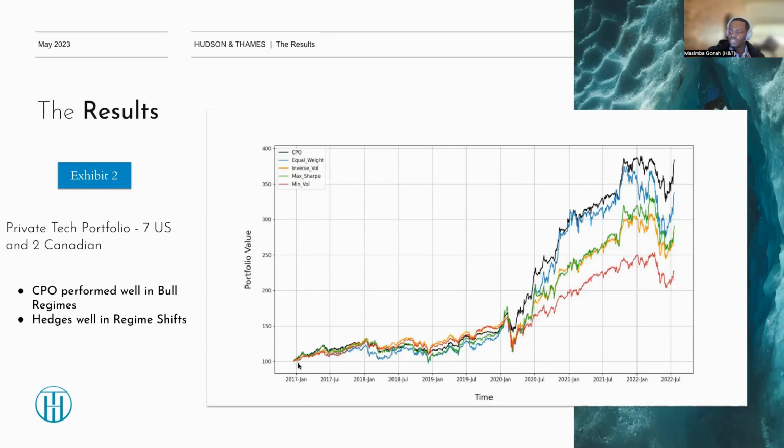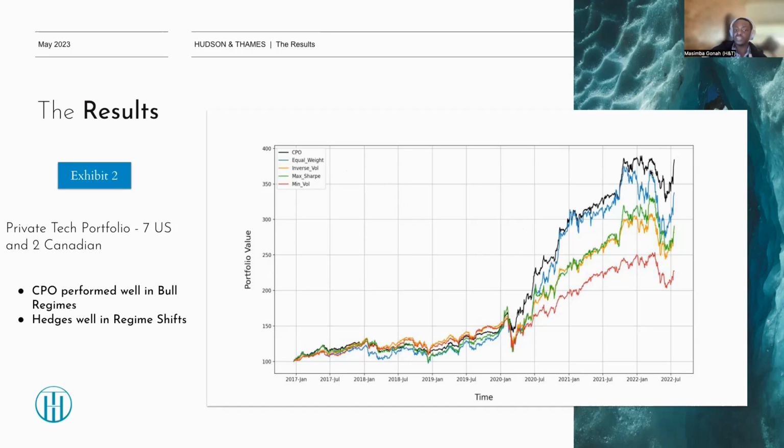From maybe 2017 to about 2020, there's not much of a difference. It's interchanging. You can't really tell which one's doing well. But the moment there's a bull run, the model is able to capitalize more on these markets, right? And then, as you can see, potentially around January or February 2022, which is in line with the Ukraine-Russia war breakout, we have some sort of change in market regime and we have a dip. CPO seemingly is hedging well against this regime change, compared to your equal weights, your max Sharpe ratio, your minimum volatility, and so on.